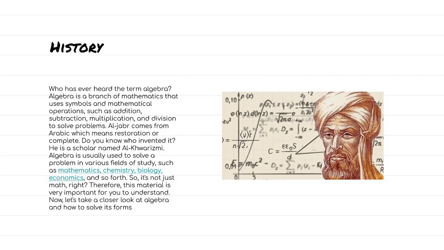First, history of algebra. Who has ever heard the term algebra? Algebra is a branch of mathematics that uses symbols and mathematical operations such as addition, subtraction, multiplication, and division to solve problems. Algebra comes from Arabic, which means restoration or complete. Do you know who invented it? He is a scholar named Al-Khwarizmi.